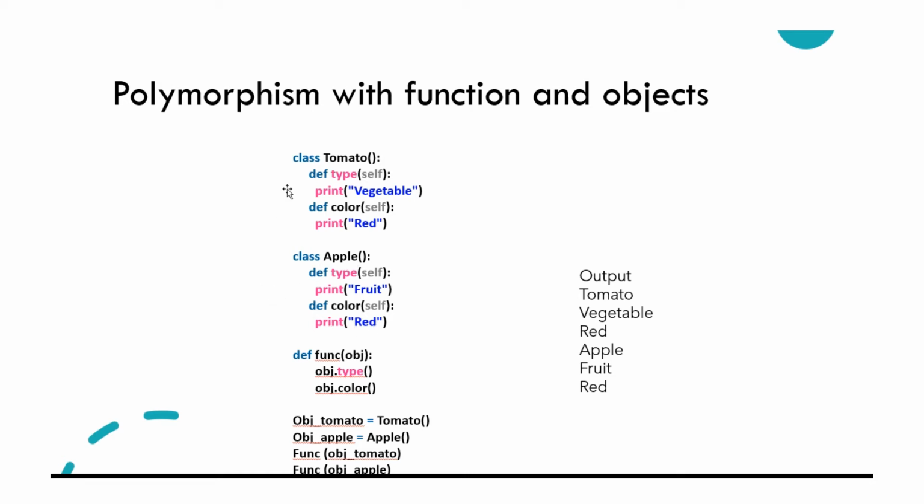Okay, then after defining these two classes, you can define any number of classes if you want. For this example I have taken only two classes. One class for the tomato object, and another class for the apple object. Now we want to fetch the functions defined in the class. If you want to call any function defined by the class, you have to create an object for the class.